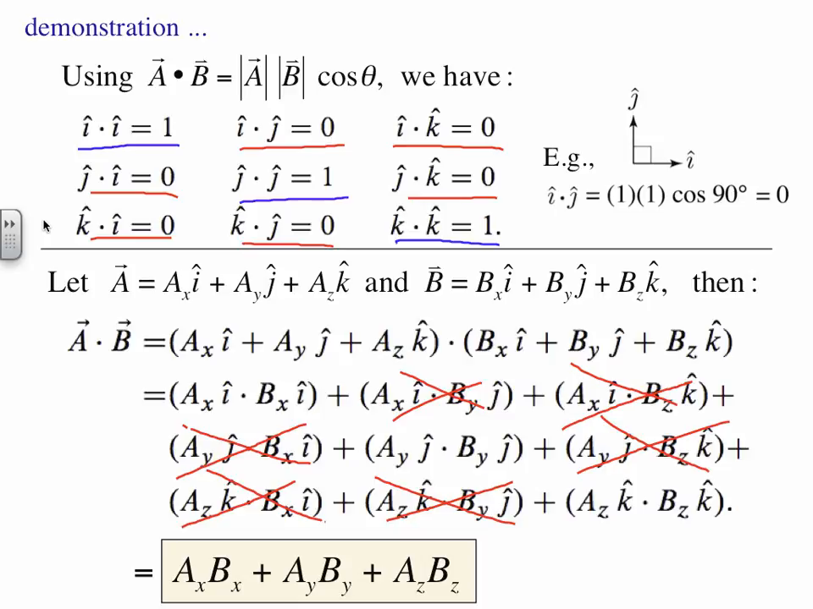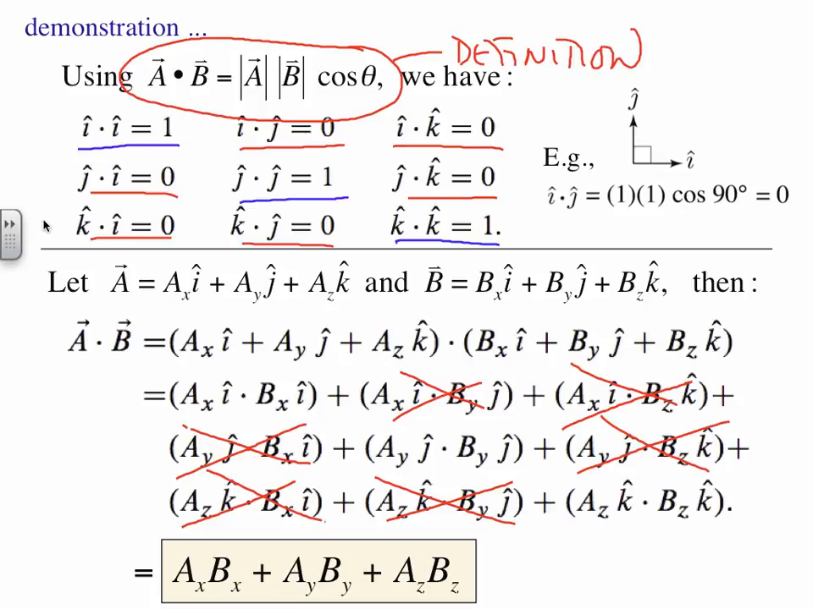It is important to keep in mind the relationship between these two different expressions for the dot product. This expression, A dot B equals magnitude A, magnitude B times cosine theta, is a definition.